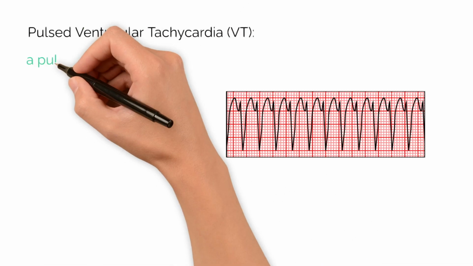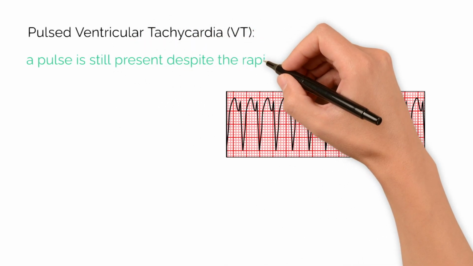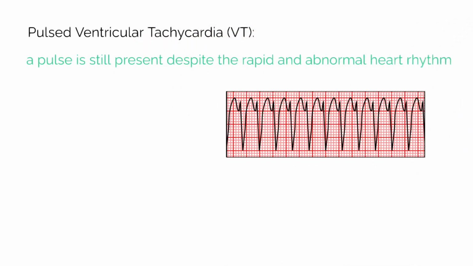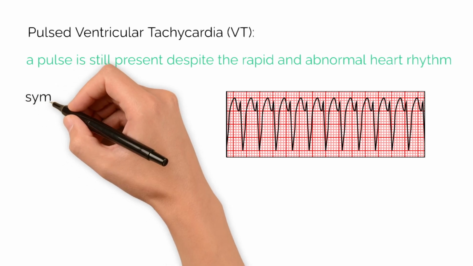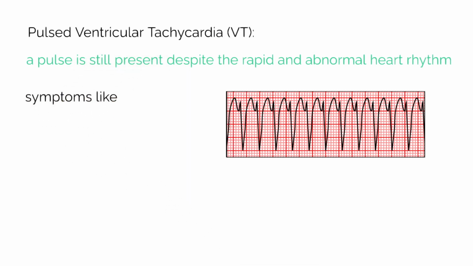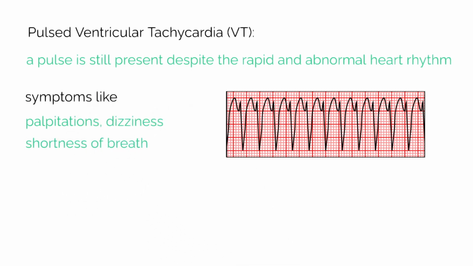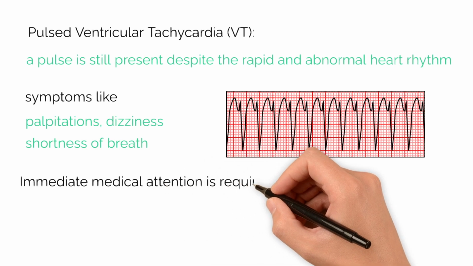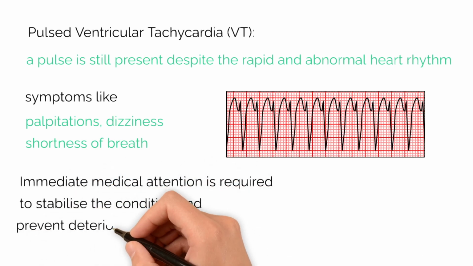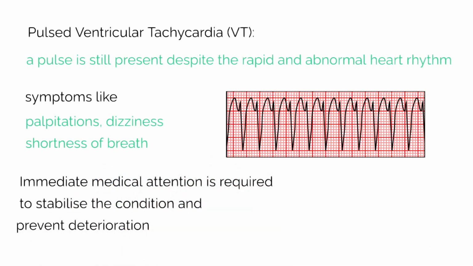In pulsed VT, a pulse is still present despite the rapid and abnormal heart rhythm. While the heart is still contracting and circulating blood, the patient may experience symptoms like palpitations, dizziness, or shortness of breath. Immediate medical attention is required to stabilize the condition and prevent deterioration to a life-threatening state.